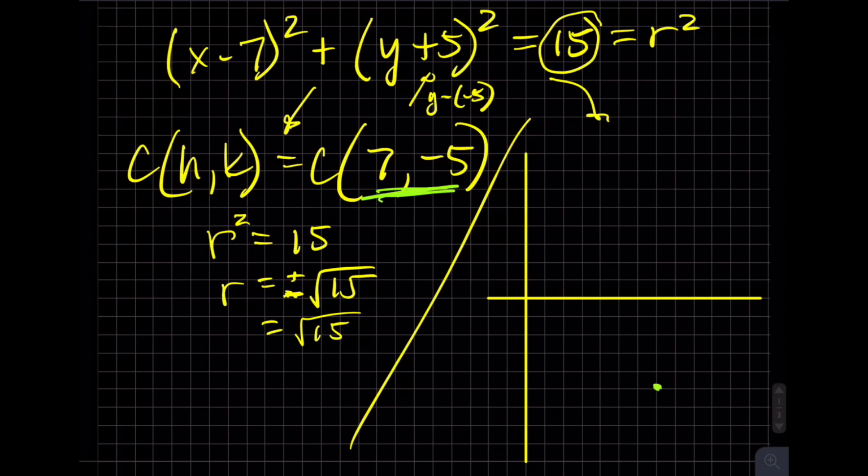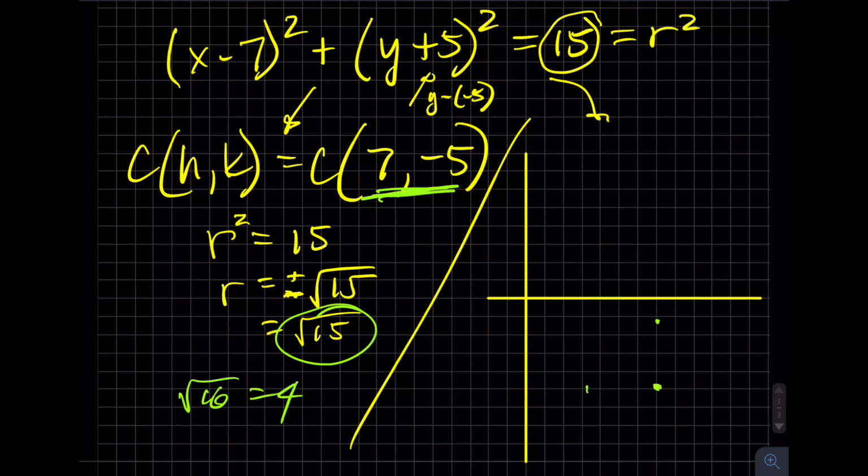Again, it's at 7, negative 5. But I have a radius of the square root of 15. So hopefully you should know that that's a little bit less than 4. Why? Because the square root of 16 is equal to 4. And so it's a little bit less than 4. So my circle would be something like this-ish.